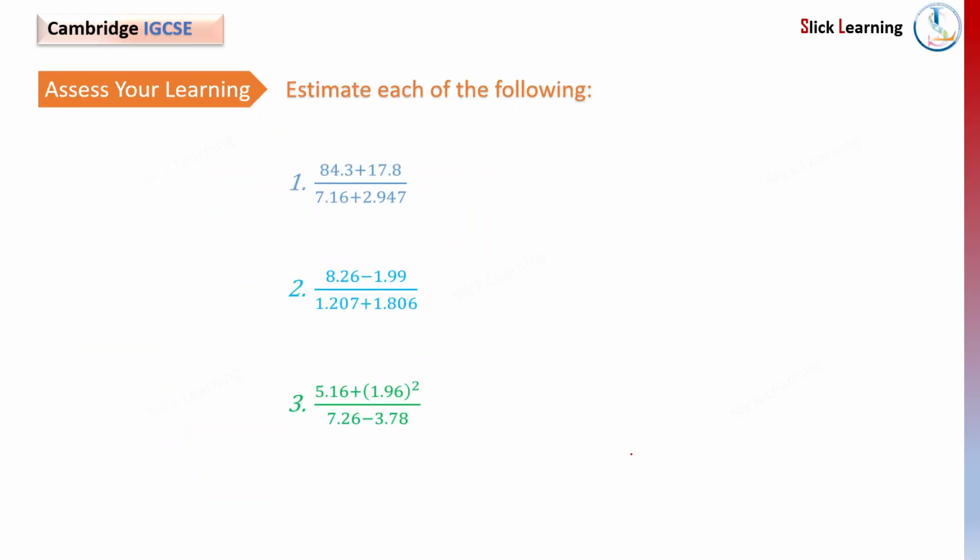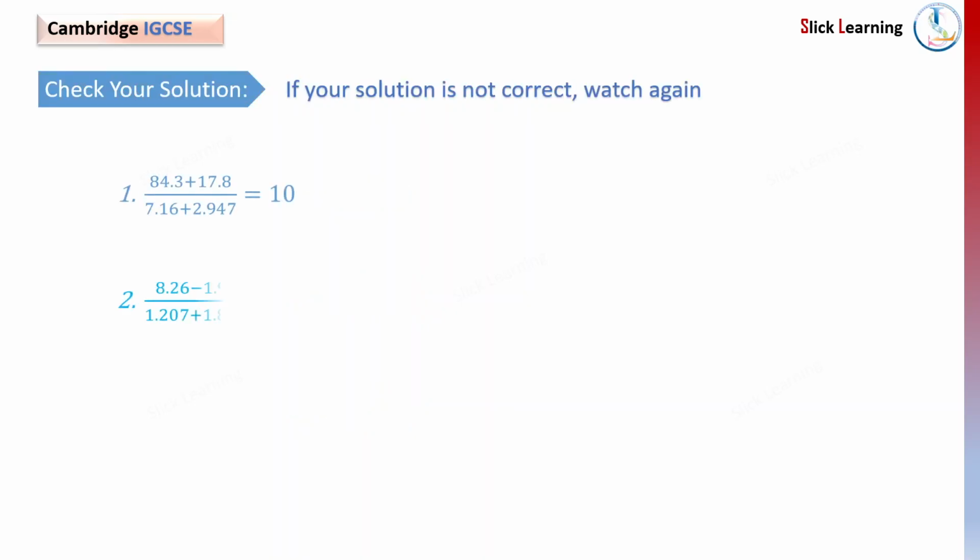And the last one: you can assess your learning again by practicing these questions shown on the screen, and find the approximate value of this. You may pause the video to calculate it, and if you have tried it, let's see the answers. Here we have the answers on the screen. You may match the answers with yours, whether you are getting the same or something different.